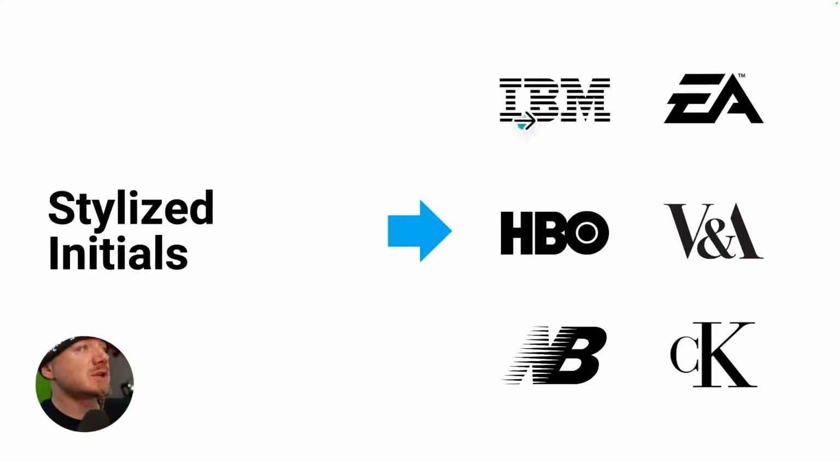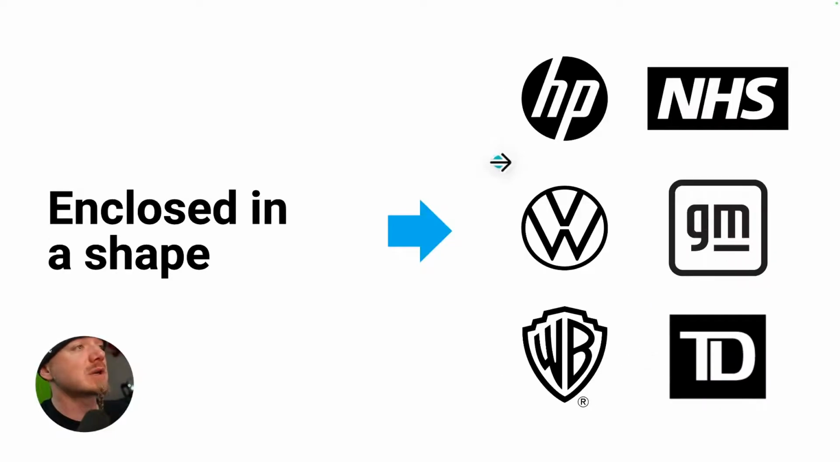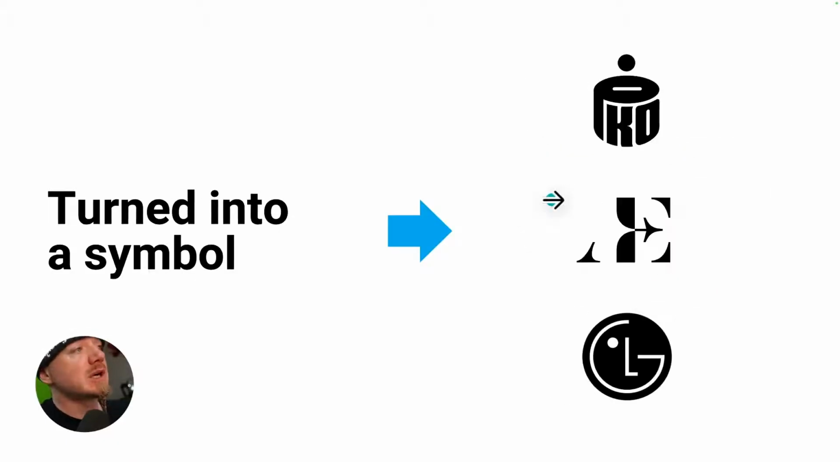But you don't have to do that. You can just stylize those initials in some kind of way, like the striped IBM logo and the New Balance logo or the Calvin Klein logo. And you can also enclose those initials in some kind of shape, like a circle or rectangle or a square. And monograms can also be turned into a symbol.